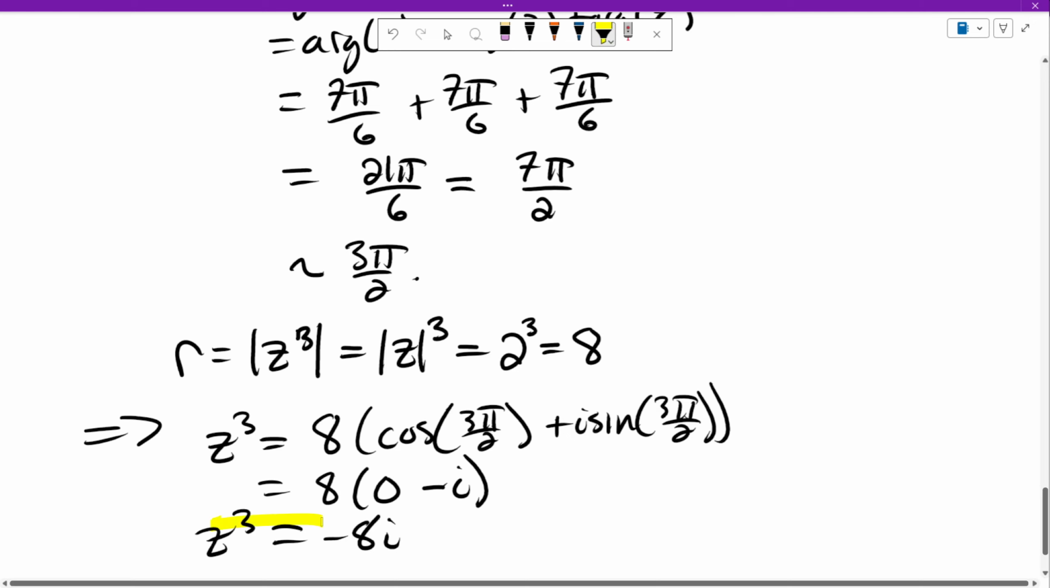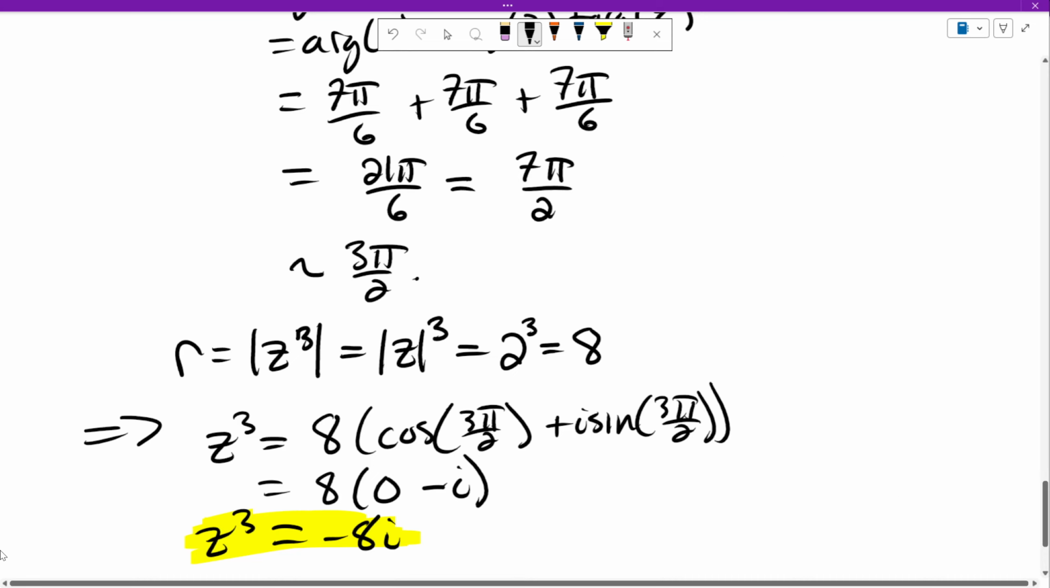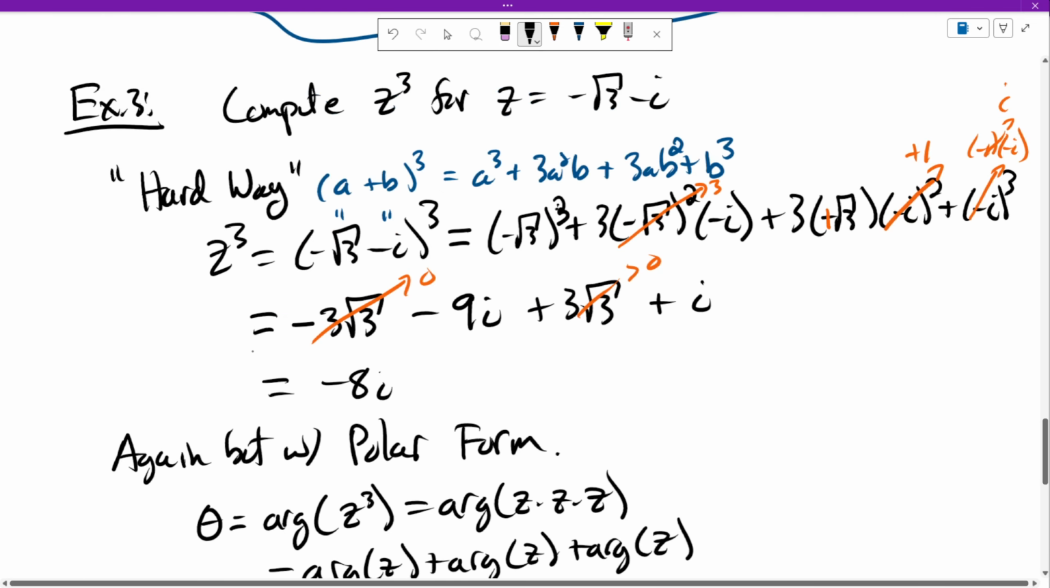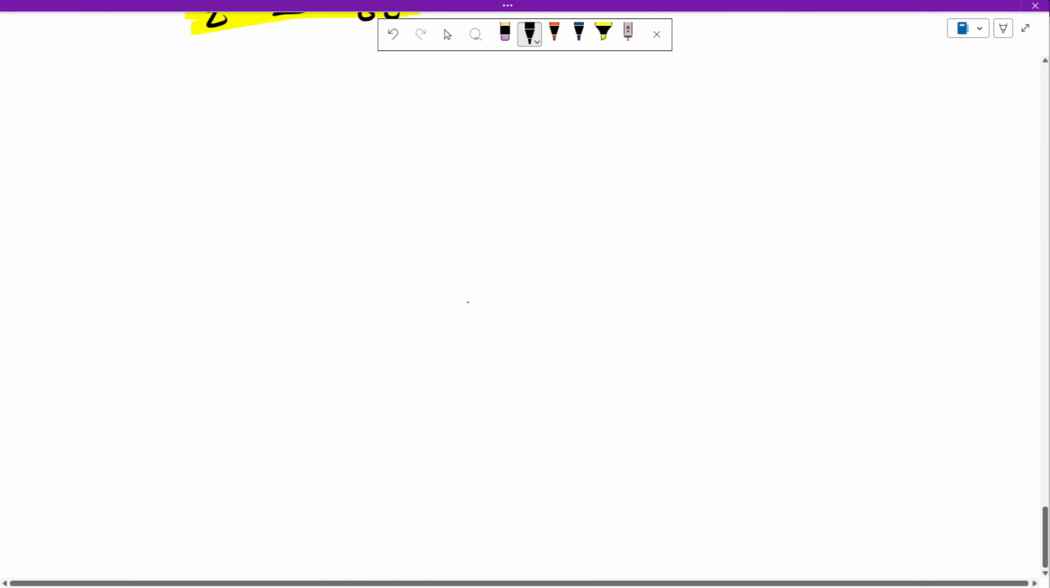Now, you're probably thinking, or you might be thinking, wow, that was a lot of work to do what we did with what appears to be a lot less work in the previous example. And that is true. That is completely true. And if I were given this problem, I would probably just cube it using the binomial theorem and then go on with my life.